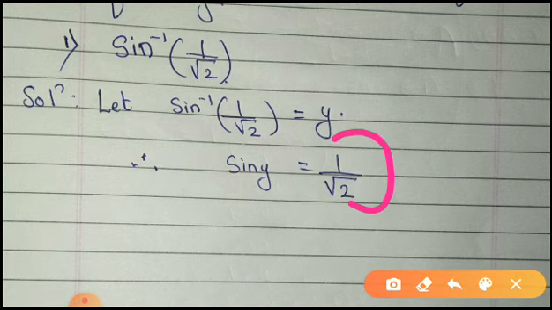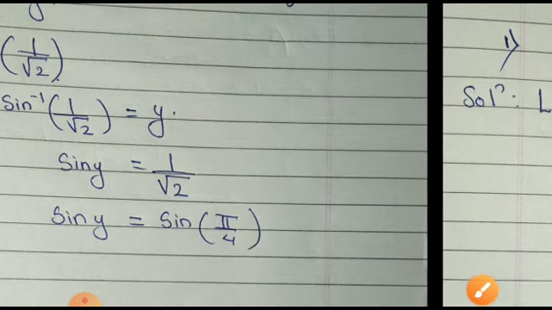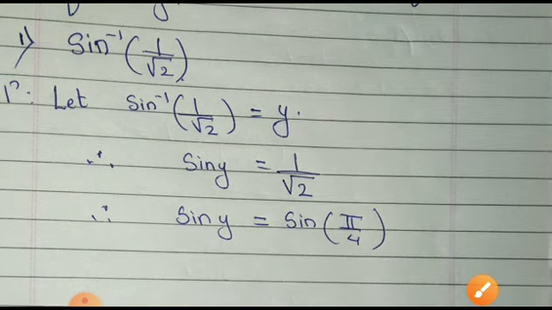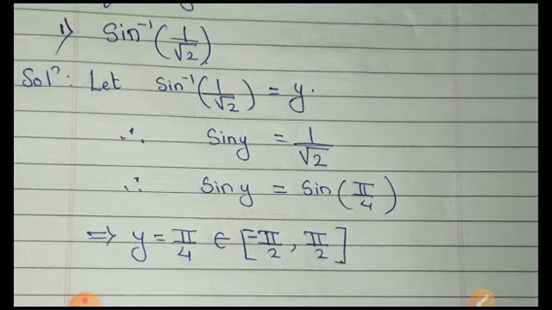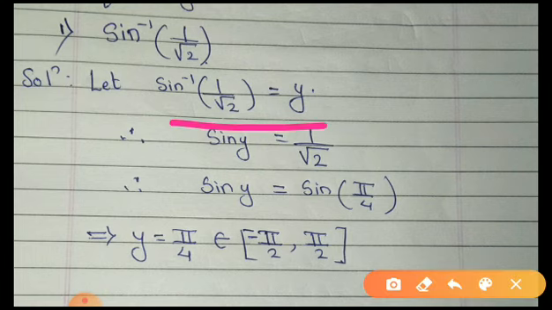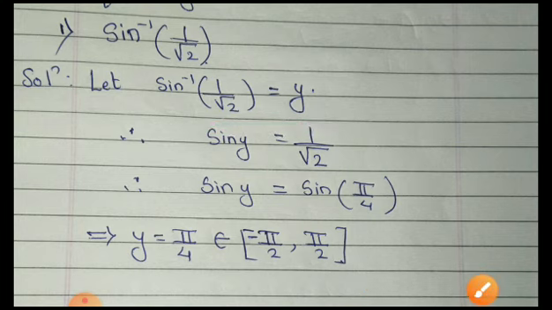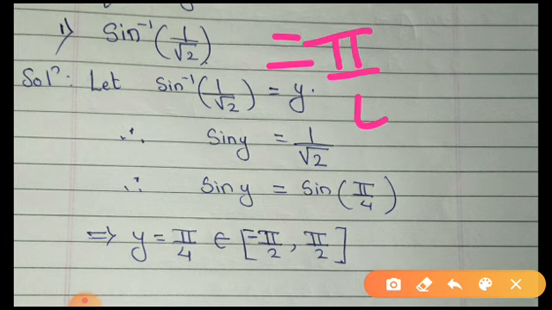Now, at which angle will I get sine as 1 by root 2? It is nothing but sine pi by 4. So can I say that the value of y is equal to pi by 4? Yes. And pi by 4 is nothing but an element of the closed interval minus pi by 2 to pi by 2. And hence, the principal value of sine inverse 1 by root 2 is pi by 4. Or directly I can write this value as pi by 4. Okay.